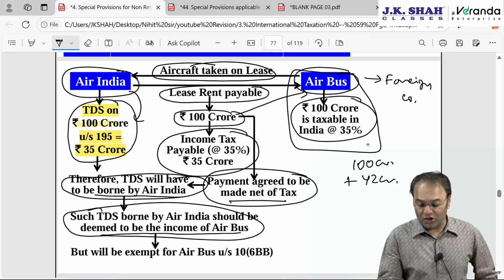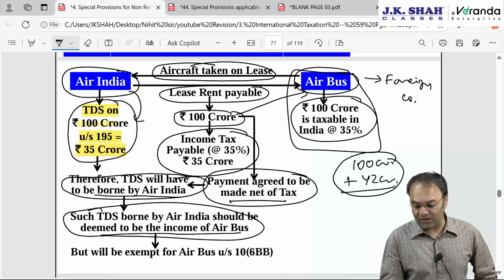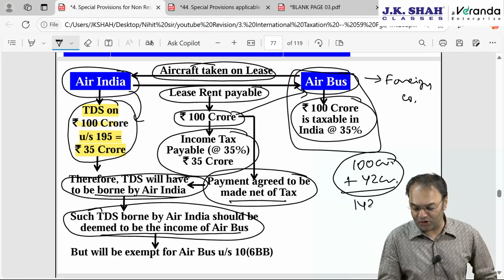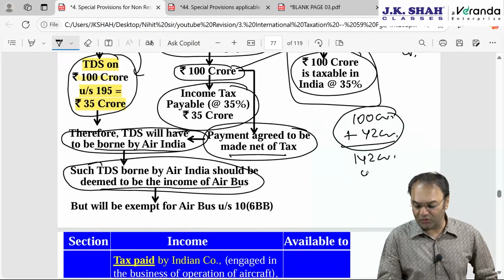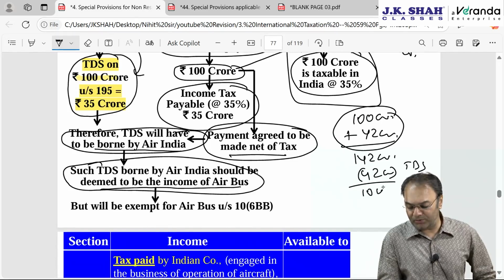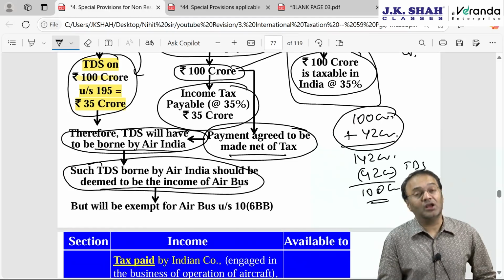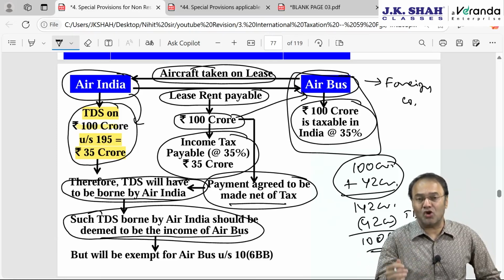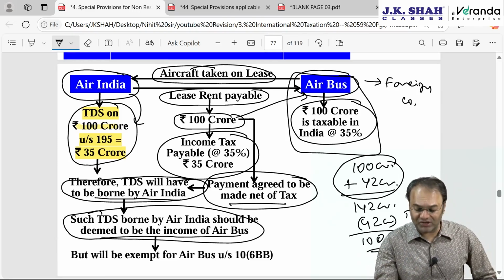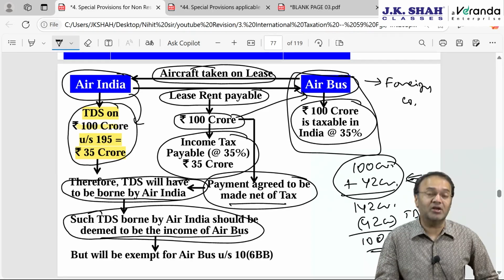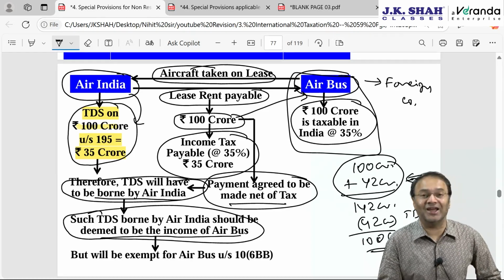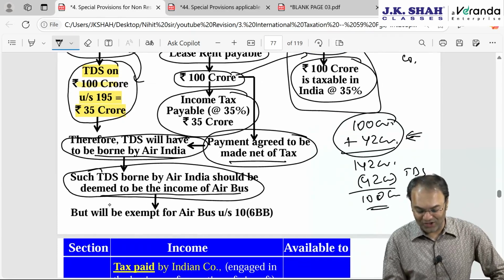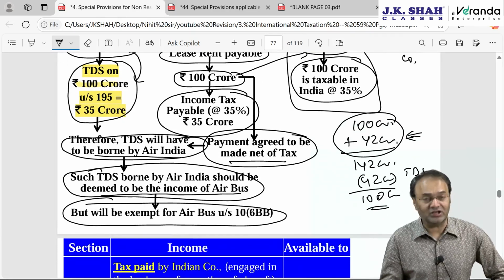We know pretty well the total amount paid or payable by Air India should be deemed to be 142 crore. Out of that, 42 crore is TDS and the remaining 100 crore should be deemed to be a net of tax payment. But under this arrangement, whether Air India will get a deduction or not is not clarified. Airbus will not be taxed for this 42 crore, which should have been taxable for Airbus. Airbus will be taxed only for 100 crore. It will be exempt for Airbus under 10(6BB).